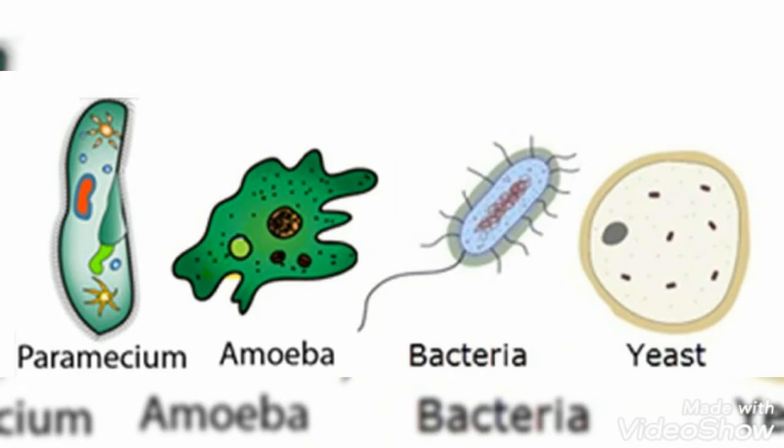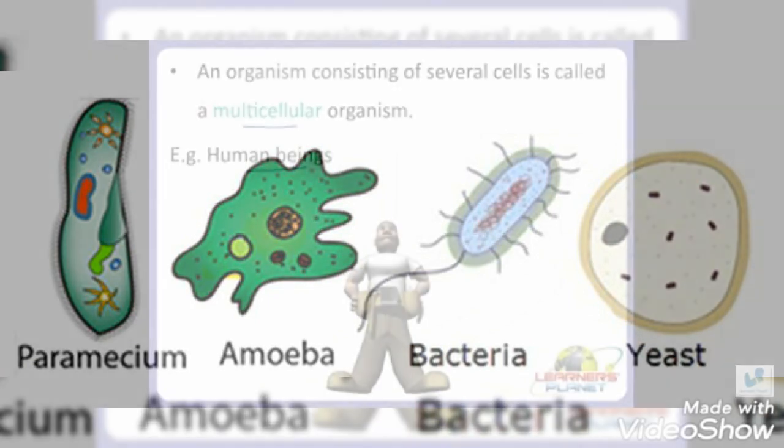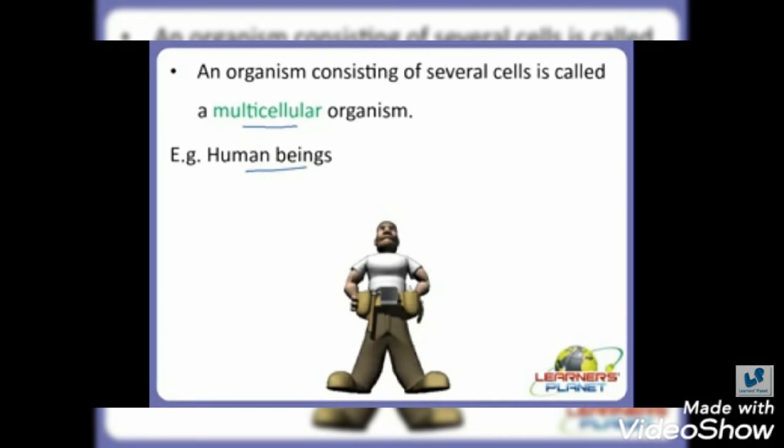Now we have many types of organisms. We have unicellular organisms and multicellular organisms. Unicellular organisms are paramecium, amoeba, bacteria, yeast. They are made up of one single cell. That's why they are called unicellular. Multicellular organisms are those made up of more than one cell. Several cells combine together, like in human beings. Several cells combine together to form tissues. Tissues combine together to form an organ. Organs combine together to form an organ system.